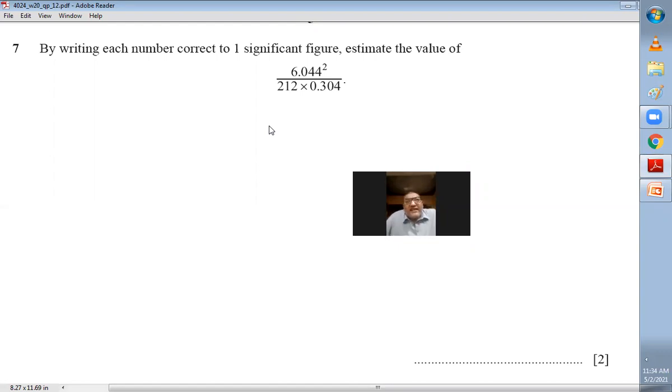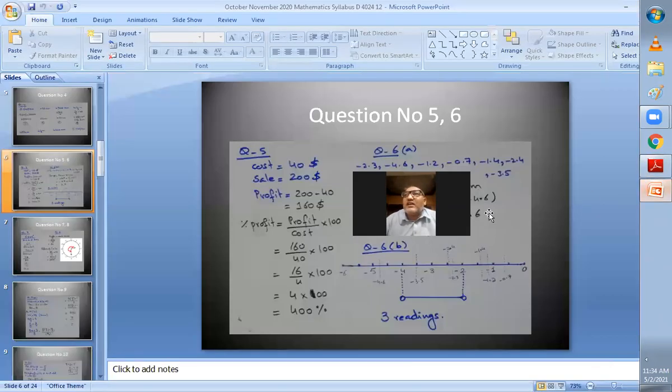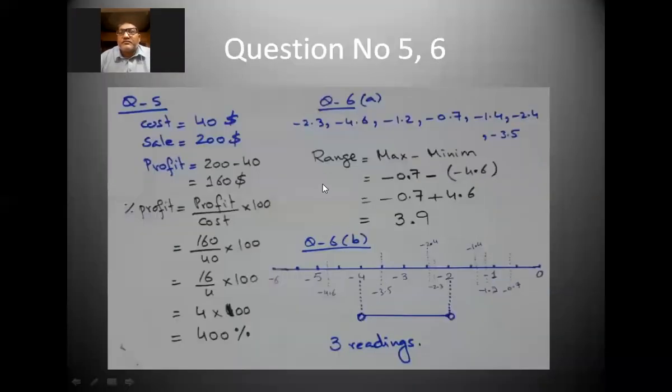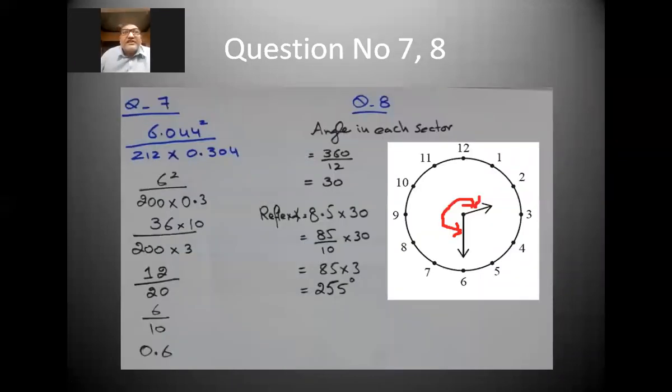And then you have 0.304. So in one significant figure, it will be only 0.3. And then I will solve it. Let me show you my work. Okay, question number 7 is showing up on your screen. So 6.044 squared, I will write it 6 squared. 212, I will write it 200. 0.304, I will write it only 0.3.